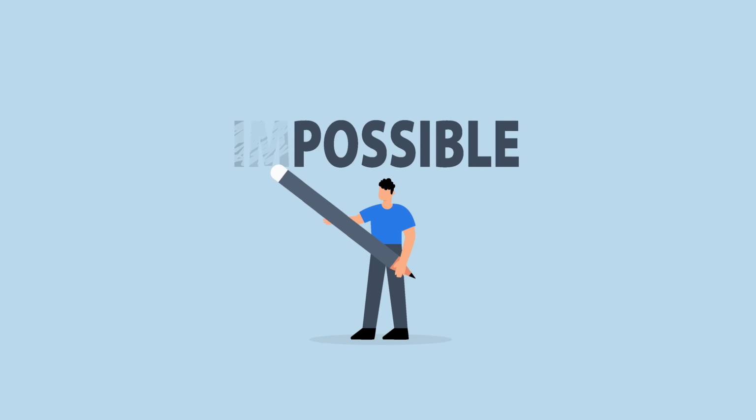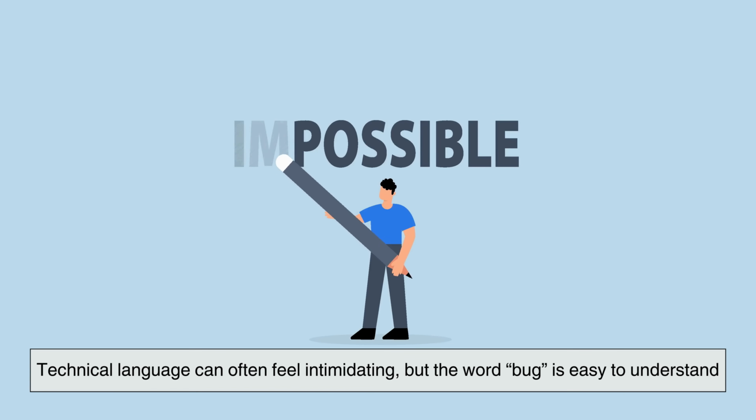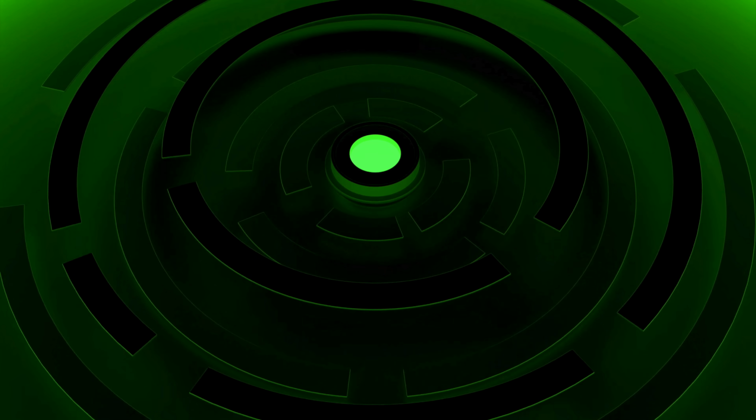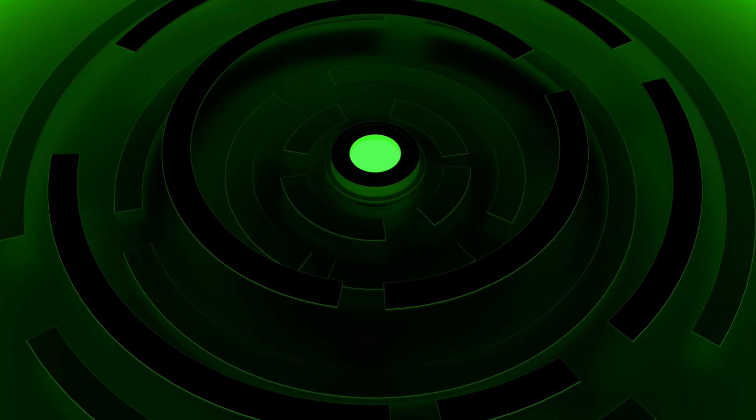What makes the term especially enduring is its simplicity. Technical language can often feel intimidating, but the word bug is easy to understand. Everyone knows what a bug is: something small, annoying, and sometimes hard to catch. The metaphor makes complex technological problems feel relatable. Instead of talking about unexpected software execution anomalies, we simply say, "There's a bug in the system."